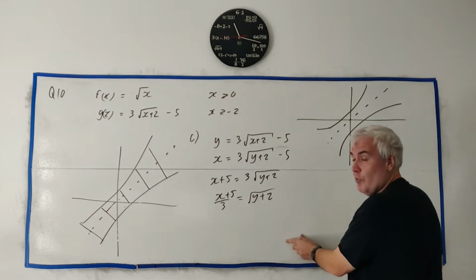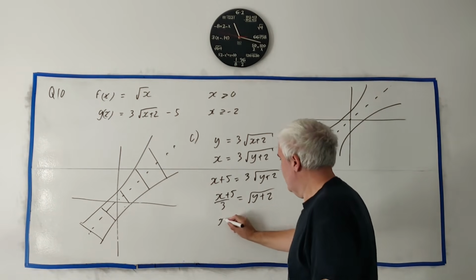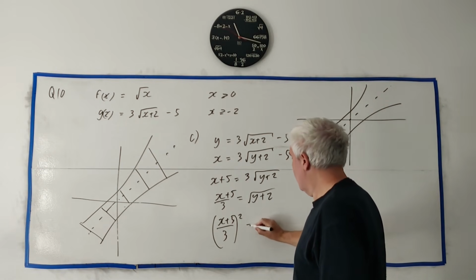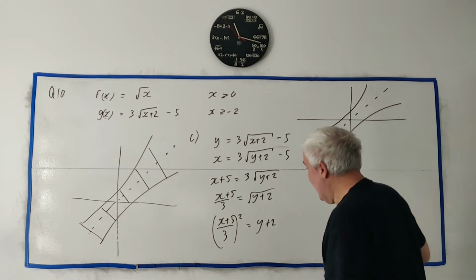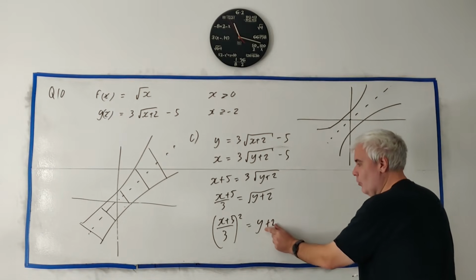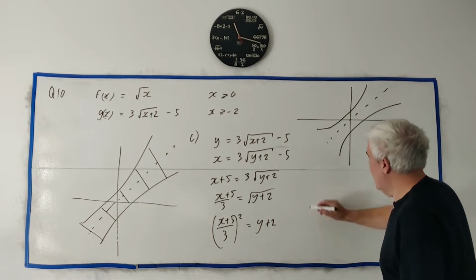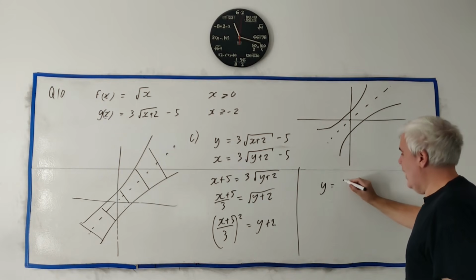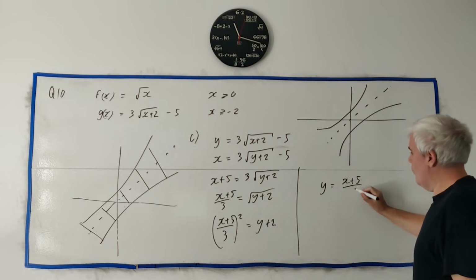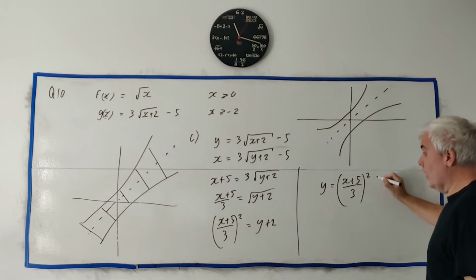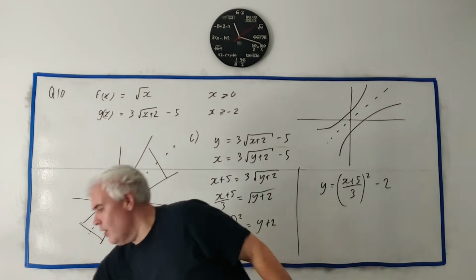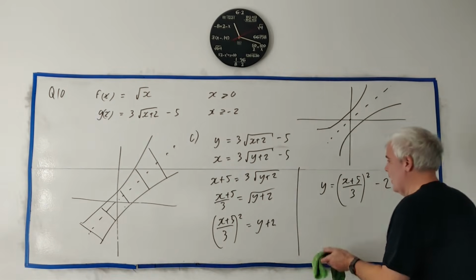Next we need to get rid of this square root. We square both sides. So we get X plus 5 over 3 squared is equal to Y plus 2. Last thing to get rid of is this 2. We take it away from both sides. And I'll write the final answer over here: Y is equal to X plus 5 over 3 squared take away 2. Sorry, maybe they'd take a mark away from me if I leave that as the final answer.